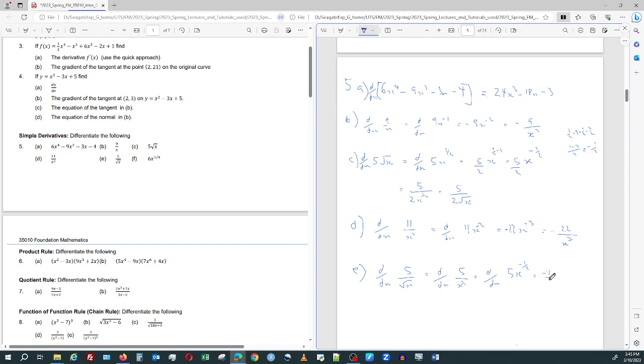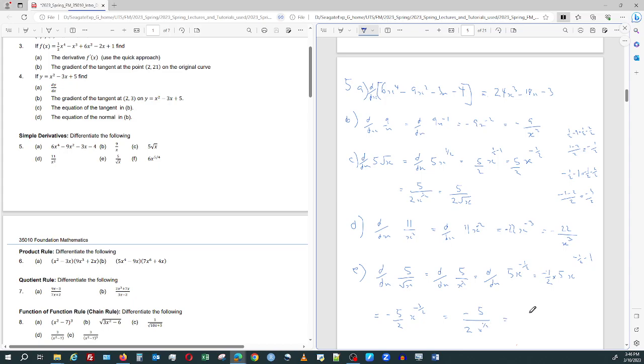Get minus 1/2 times 5, and minus 1/2 minus 1. So minus 3 on 2. So minus 5 on 2, x to the minus 3 on 2. You can see that calculus doesn't take long, but minus 5 over 2, x to the half.